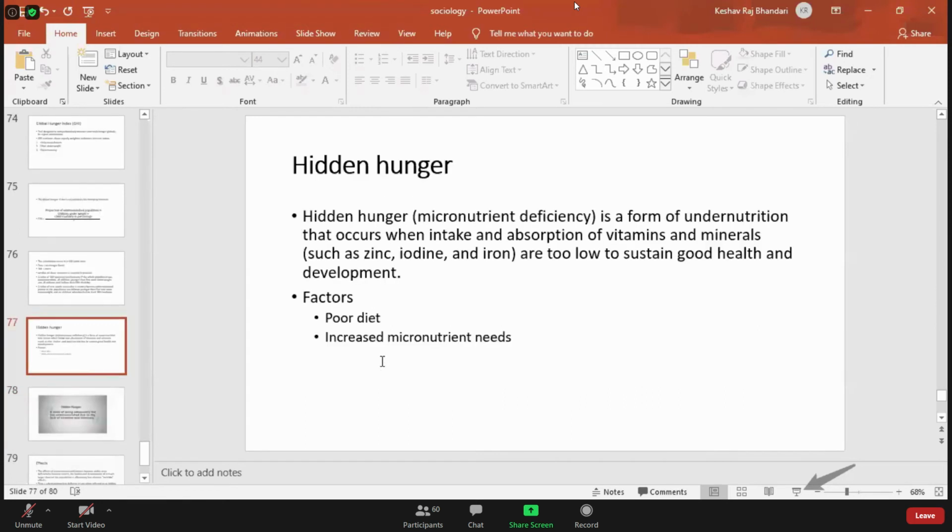So the last thing is hidden hunger. Hidden hunger actually means micronutrient deficiency. It is a form of undernutrition that occurs when intake and absorption of vitamins, minerals, and other micronutrients are too low to sustain good health.